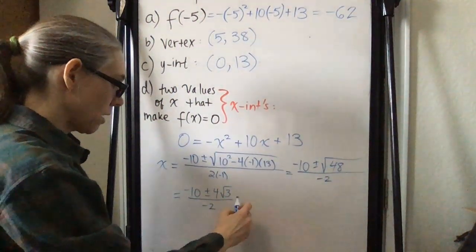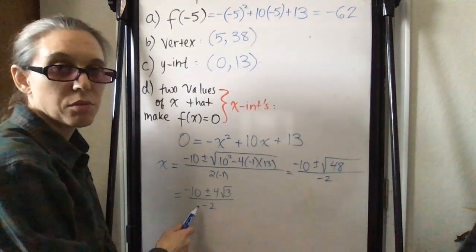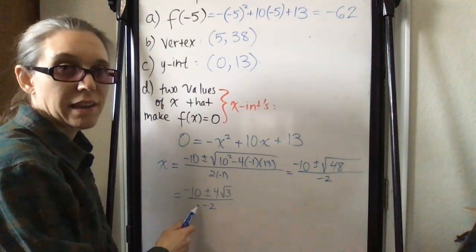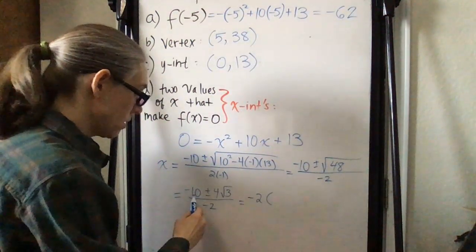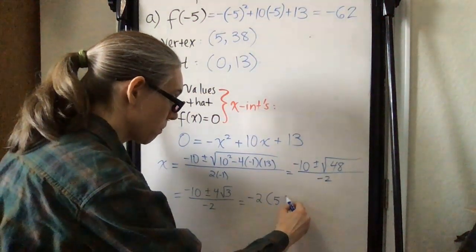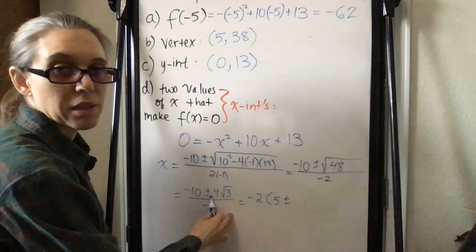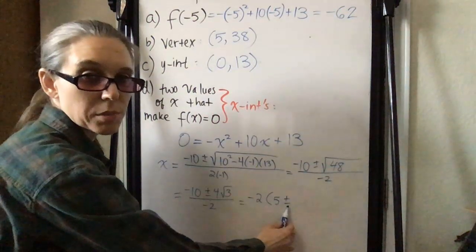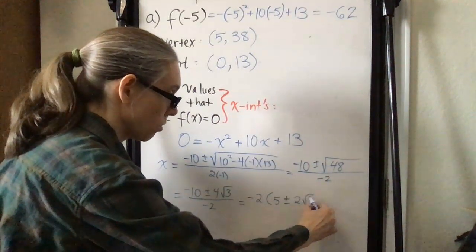Okay, so now what I need to do is factor out a negative 2 from the numerator so that I can cancel with the denominator. Negative 10 divided by negative 2 is positive 5. When you factor out a positive or a negative from a plus or minus, it's still plus or minus. And then 4 becomes 2 root 3.